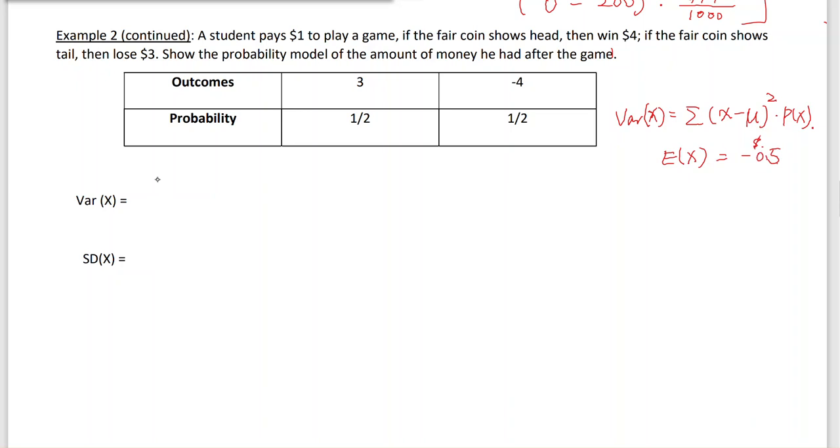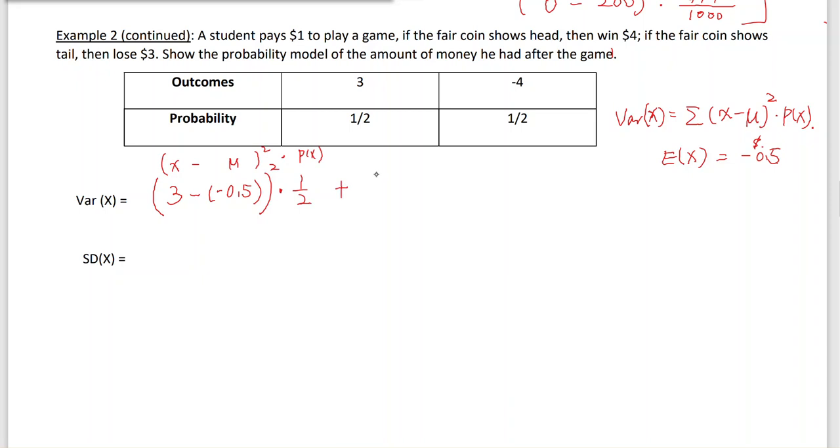That means for the first outcome, we have 3 minus the mean, minus mu, which is negative 0.5, and then squared, times the corresponding probability, 1/2. So this is the first term: x minus mu, squared, times the probability of x. This is for the first outcome.